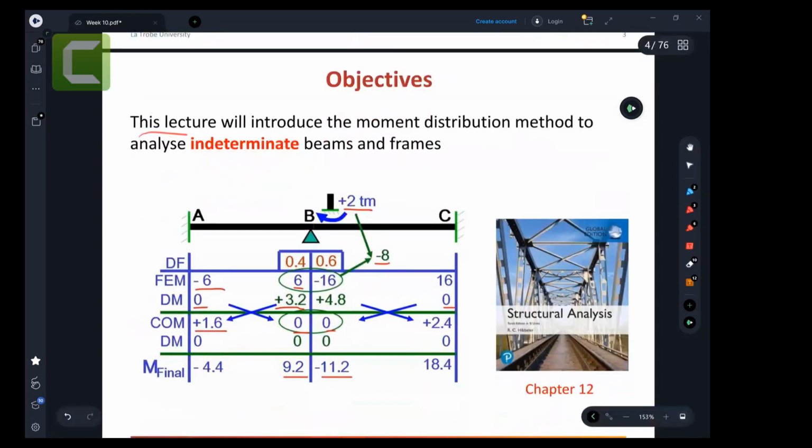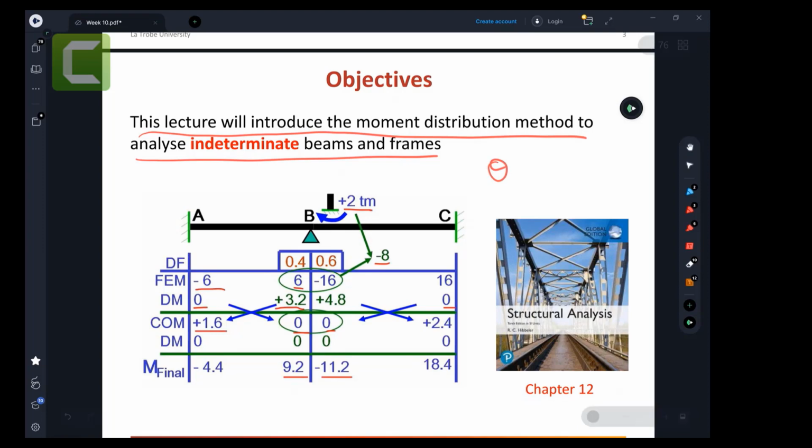Now, these lectures will introduce the moment distribution method for indeterminate beams and frames. As the name suggests, this is the distribution of the moments. Remember that in the slope deflection method, we calculated the internal moments by calculating the rotations.